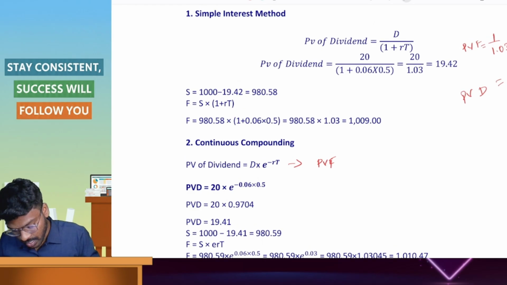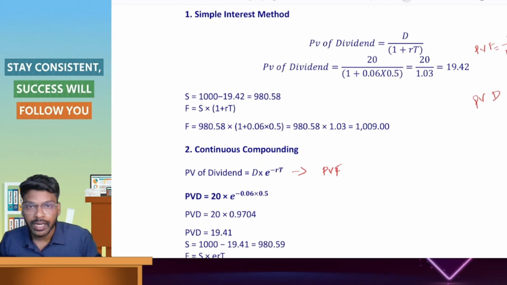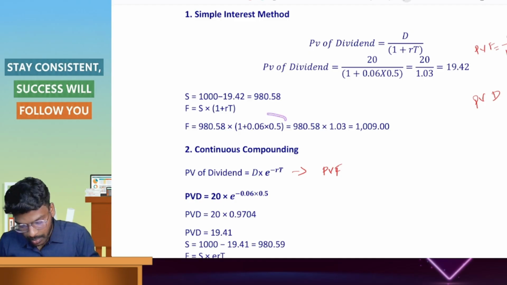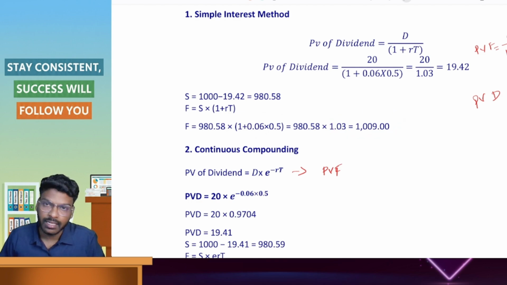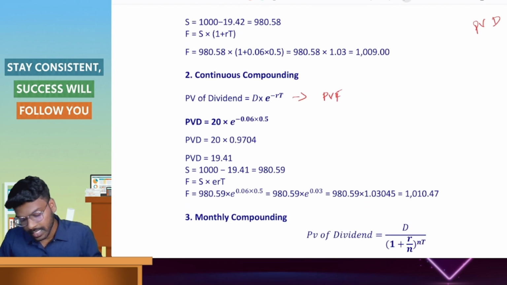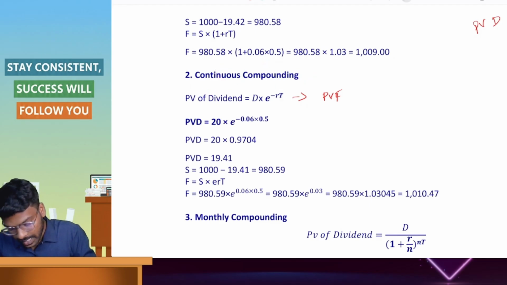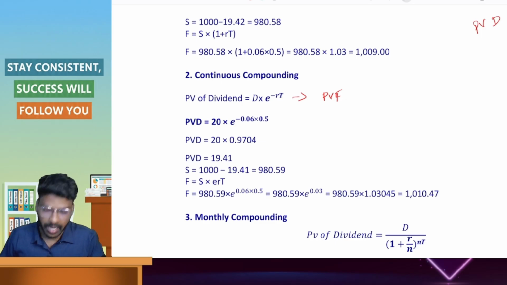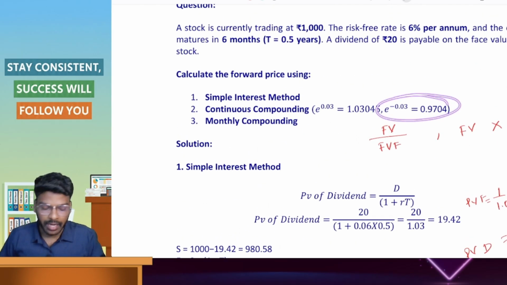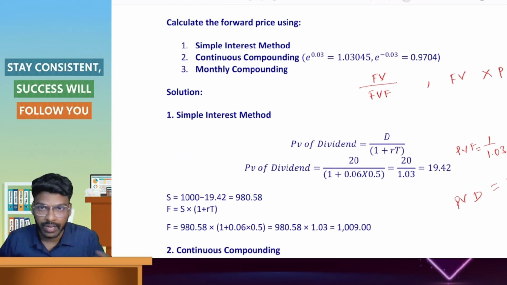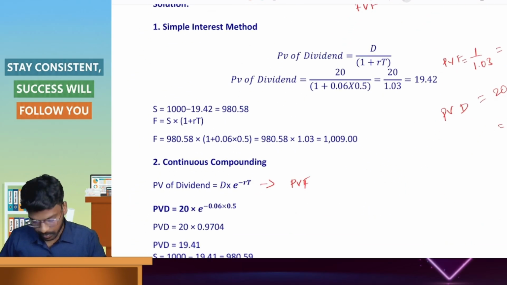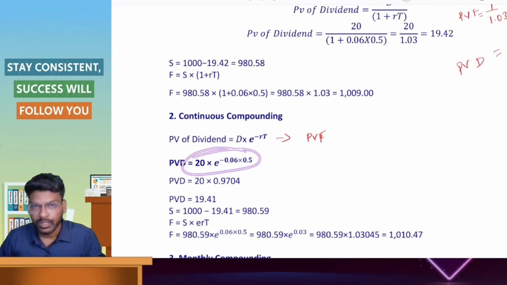The adjusted future price is 980.58 multiplied with 1 plus RT, 1 plus 0.06 multiplied with 0.5, then we will get a value of 1009 as a future price. In case of continuous compounding, present value of dividend will be computed using D into e power minus RT. In the question, the minus RT value is given, then it is a present value factor straight away given in the question. We can use that value for computation of present value of dividend.